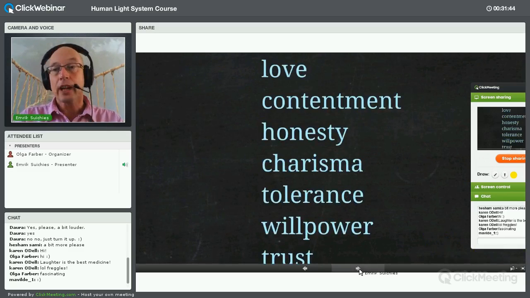Then we have the 7 chakras. They all have their own frequency, they all have their own information pattern. And these are the words which are related from the 1st to the 7th chakra. So you have trust, 1st chakra, 2nd chakra, willpower, 3rd chakra, tolerance, 4th, charisma, 5th, honesty, the 6th is contentment, and 7 is of course love.